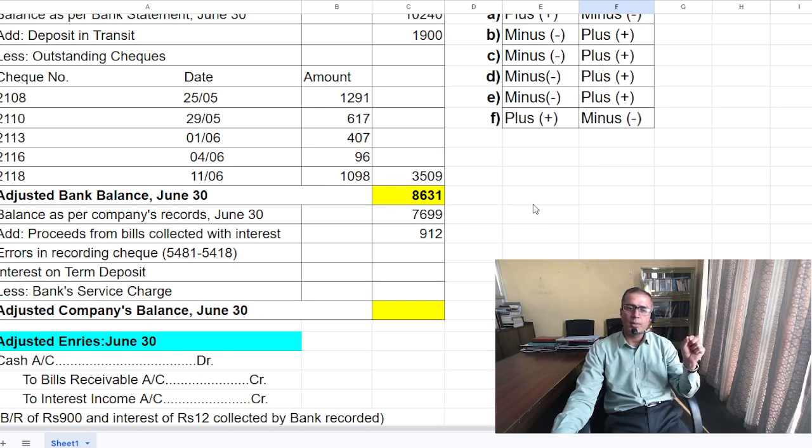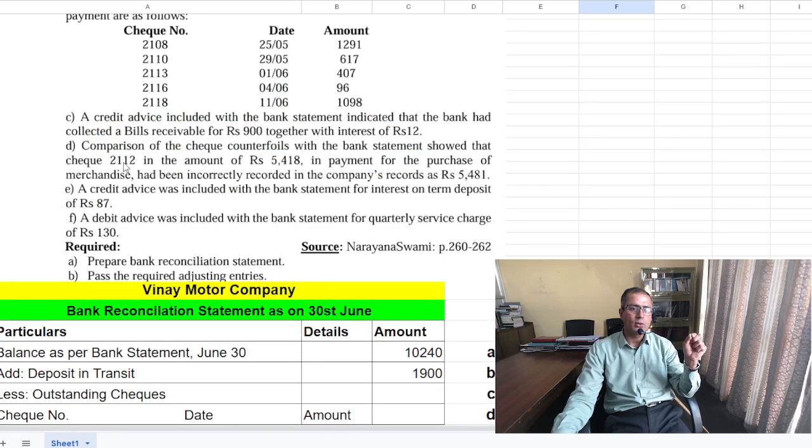Now errors in recording checks, we are talking about case D.